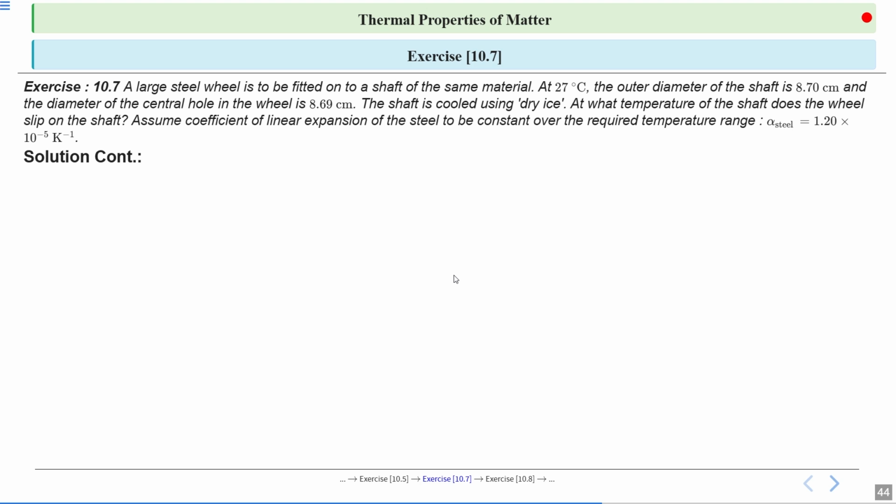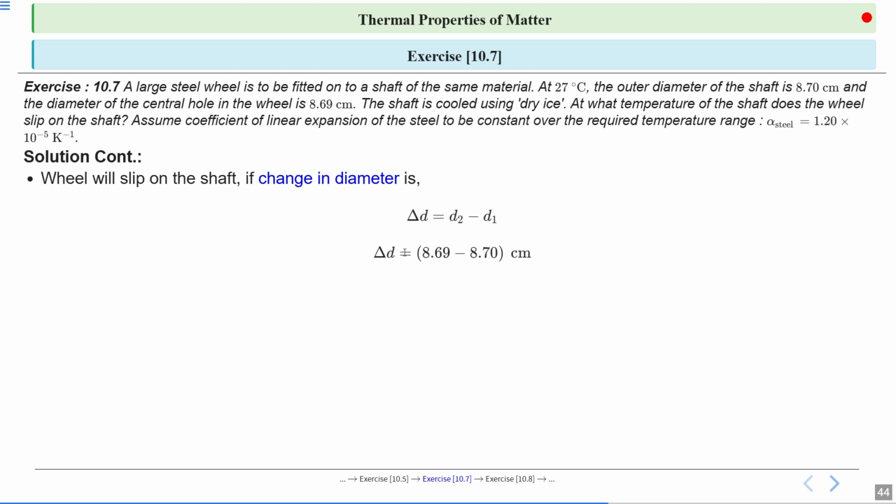The wheel will slip on the shaft if the change in diameter is delta D equal to D2 minus D1. So delta D equal to 8.69 minus 8.70 centimeter. Solving this, you will get delta D equal to minus 0.01 centimeter.